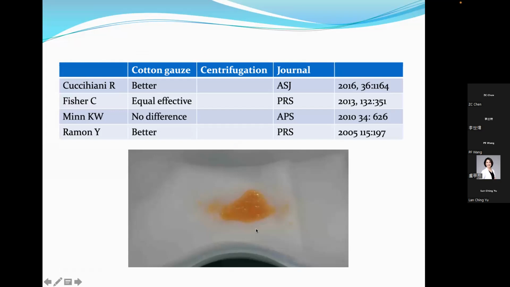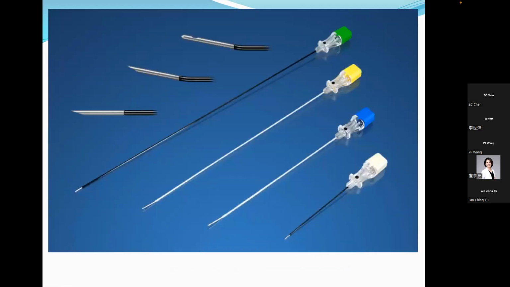And if the amount is small, then I prefer to use cotton gauze. There are four papers published comparing it with centrifugation, showing better or equal effect. However, I must emphasize that centrifugation is still the gold standard.